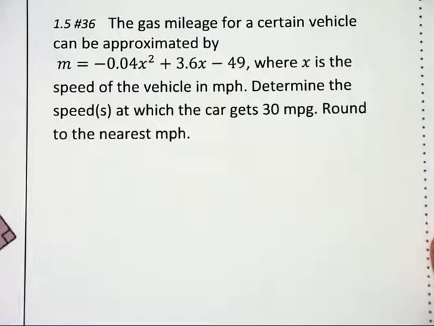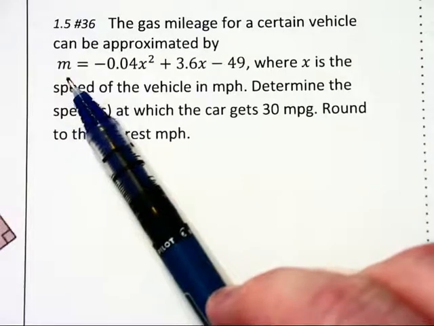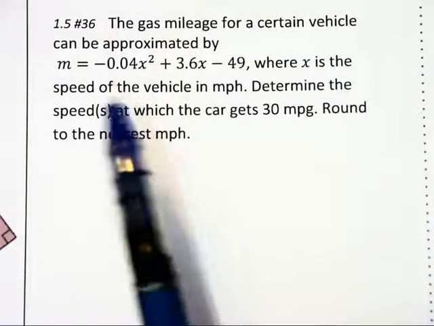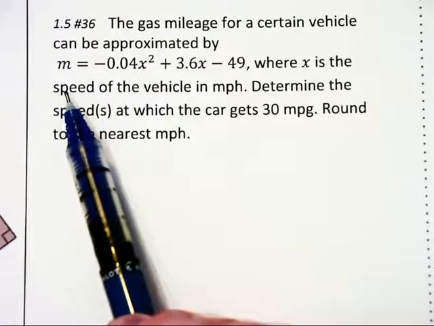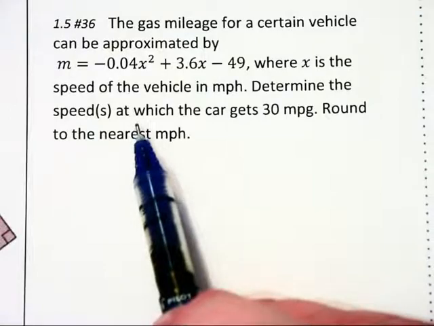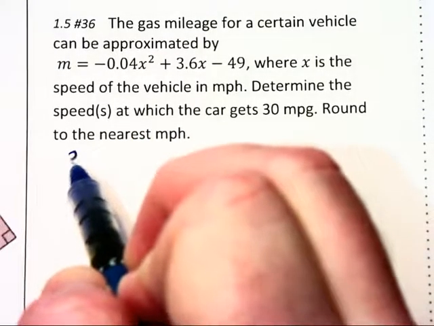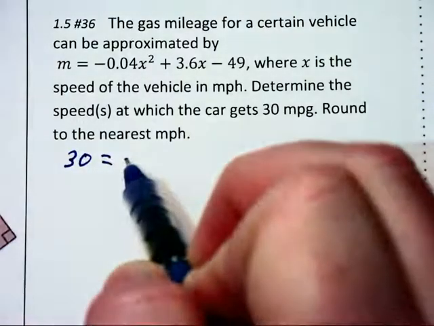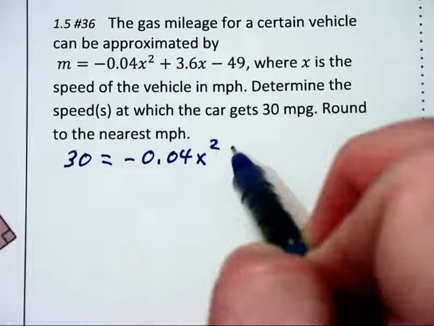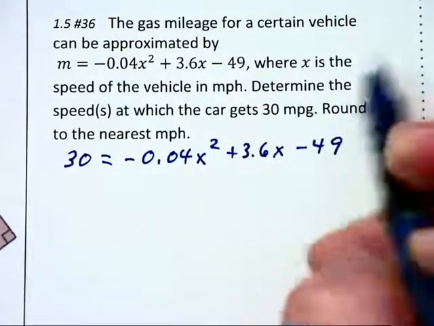Here we are given the gas mileage equation for a certain vehicle, where x is the speed, and we want to find the speed at which the car gets 30 miles per gallon. That is the mileage. So 30 is going to be equal to negative 0.04x squared plus 3.6x minus 49.